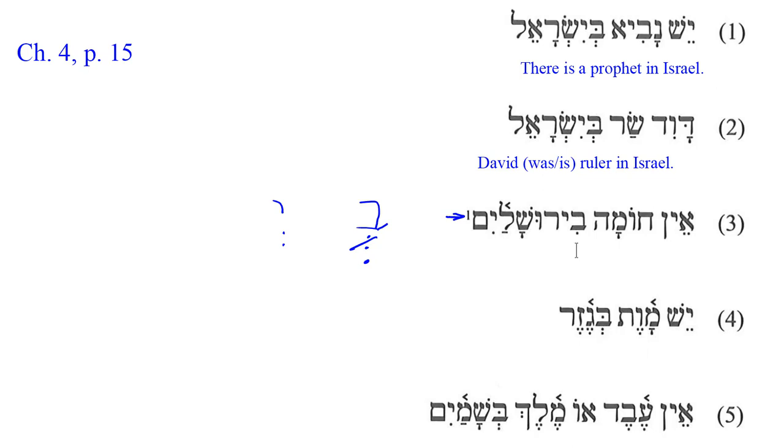Doesn't always happen, but it can happen. So normally at the beginning of a word, a bait would have a dagesh leni in it. It would be pronounced as a hard B as in boy. In this case, since it comes after a vowel, it does not have a dagesh leni, so it now has a soft V as in Victor. And so what we have here is: there is not a wall in Jerusalem. I'm adding the indefinite article.